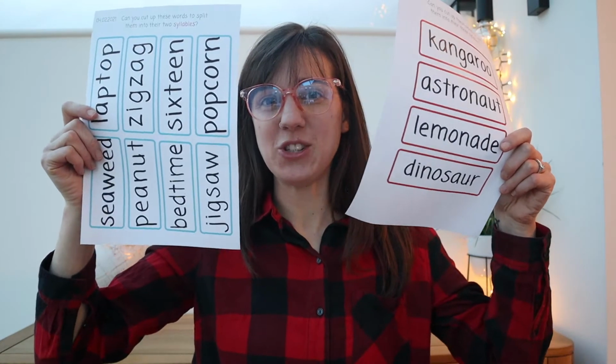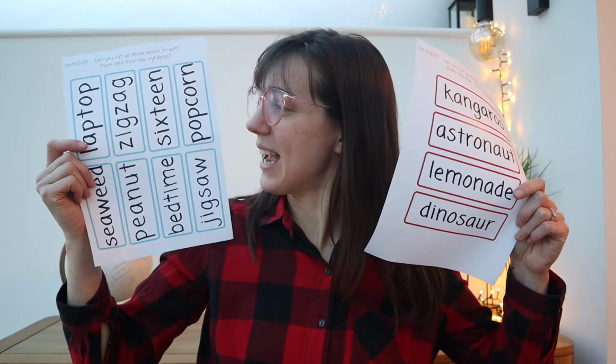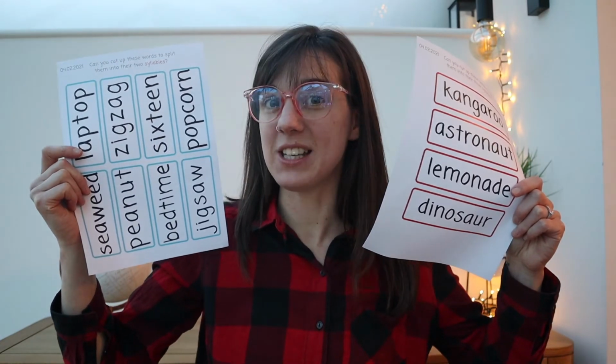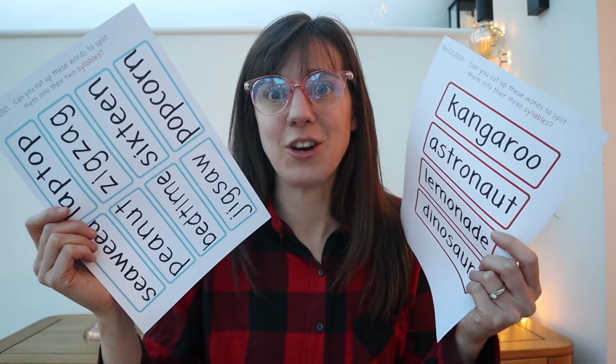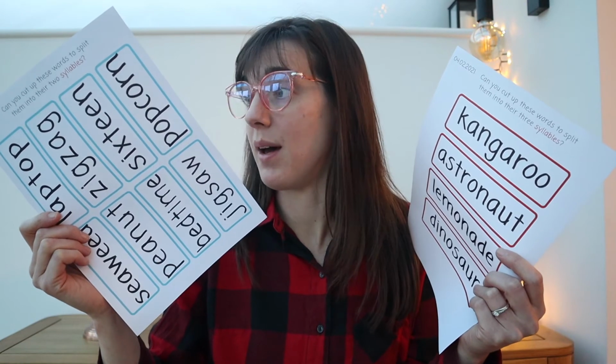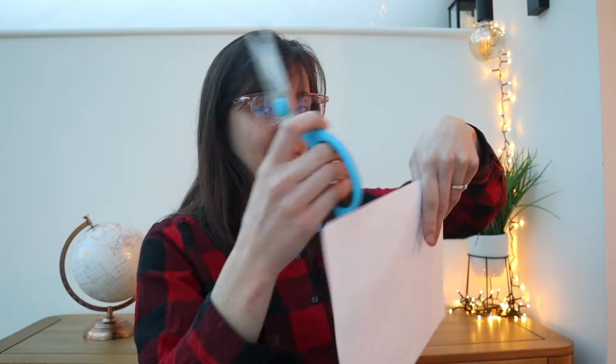you've got two sheets. One sheet has got words which have two syllables in, and one sheet has got words that have three syllables in. If you don't have a printer, it's absolutely fine. You can write these words onto pieces of paper, but if you do, print these out, and can you cut them all out? I'm going to cut out this one first.